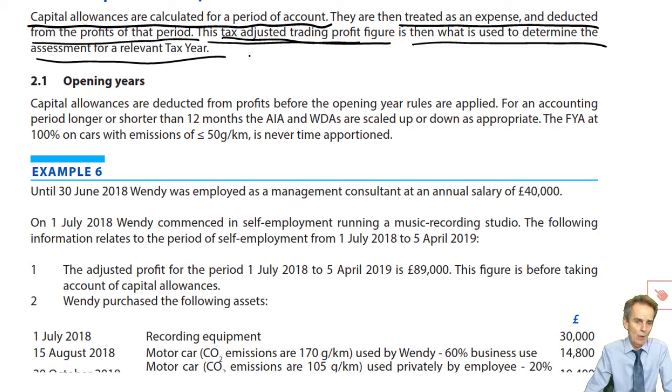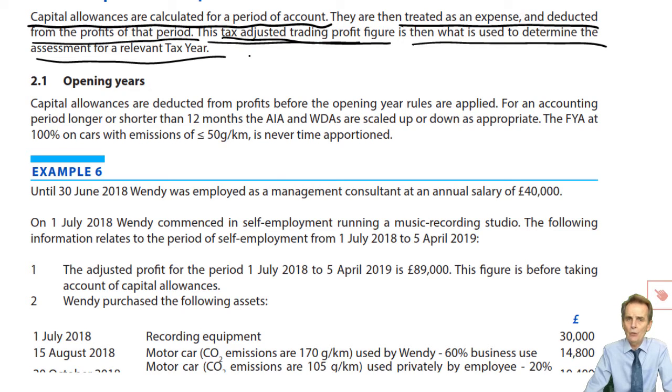So then when we do our WDA, it's time apportionment time. We will not get the full 18% or the full 8%, we'll get the time apportioned amount of that, whether it's 6/12ths, 9/12ths or 15/12ths, whichever it may be. Of course, the expenditure that ranks for WDA in this opening period isn't just the excess over your AIA limit on qualifying plant and machinery.